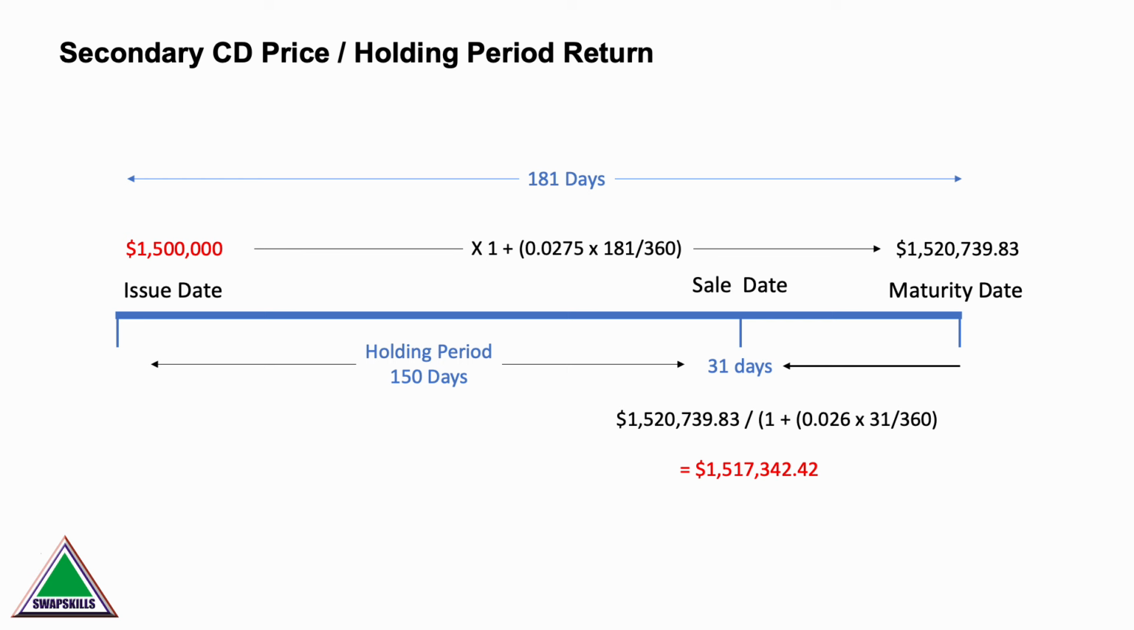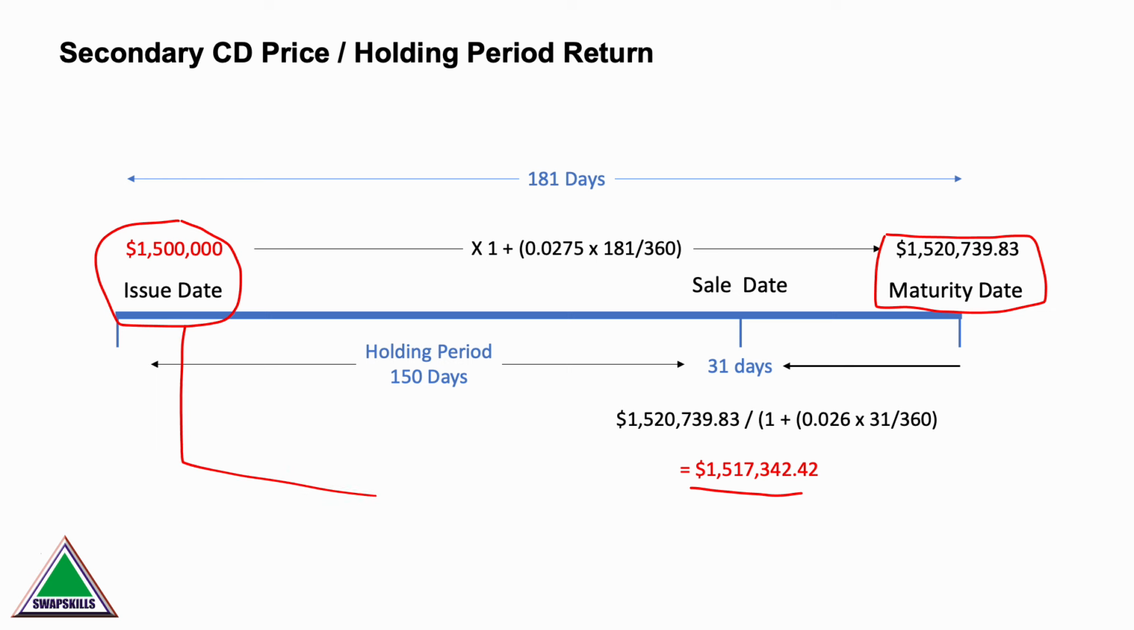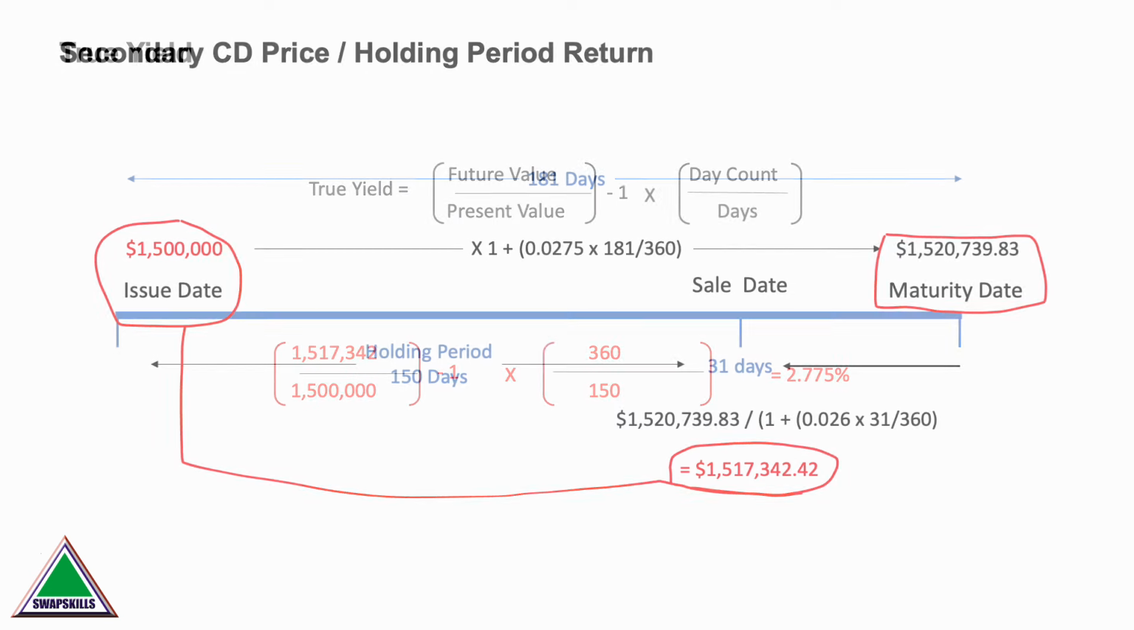We've got our initial investment. We said we know what it's worth at maturity in 181 days. And with discounting, we've figured out what it's worth with 31 days to go. All I want to know is this. If I've invested $1.5 million at the beginning, and I'm selling my CD with 31 days to go, what is my rate of return in percentage terms over this 150-day period? Really easy to work out.